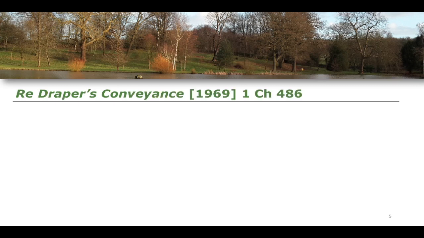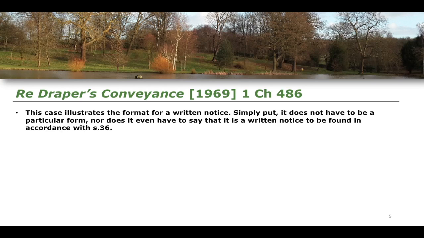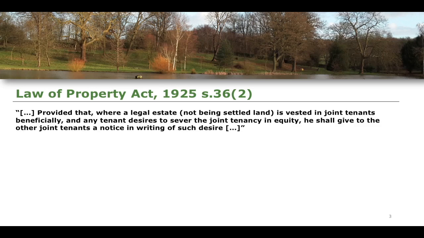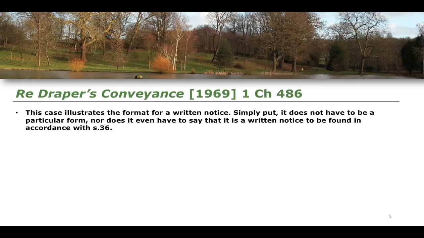We can illustrate the point of severance by way of written notice from looking at the 1969 case of Re Draper's Conveyance. This case illustrates the format of a written notice. So, Section 36(2) doesn't really give us much in terms of how it should be formatted. It just literally says that he shall give to the other joint tenants a notice in writing of such desire, the desire to sever. Now, does this writing have to be by way of a deed? Does this writing have to be delivered by hand to the particular people? Does it have to be posted? If it is posted, does the postal rule apply in terms of severance? All of which are methods and questions that we need to think about.